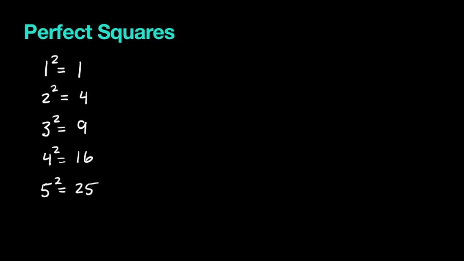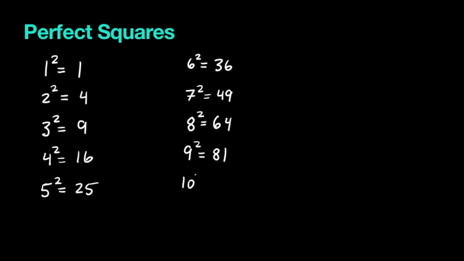You are also going to need 6 to the second power, which is going to give you 36. Then you have 7 to the second power, which gives you 49. You have 8 to the second power, which gives you 64. 9 to the second power is equal to 81. And 10 to the second power is equal to 100.